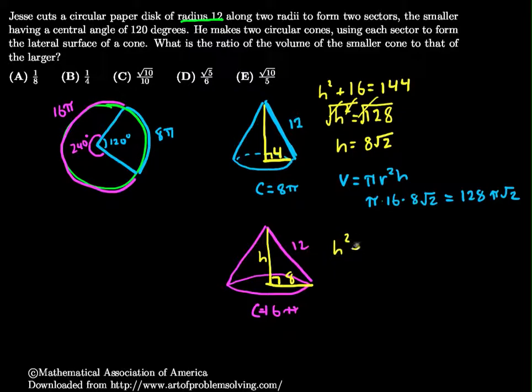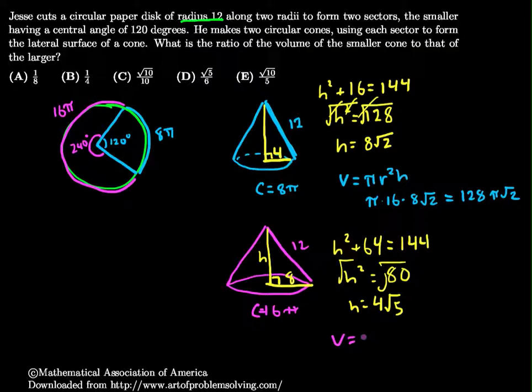So we have h squared plus 64 is equal to 144. Subtract 64 to get that h squared is equal to 80. 16 goes into 80 5 times, so h is equal to 4 root 5, and we use this to find the volume of the purple cone. Volume equals pi r squared h, so pi times 8 squared, which is 64, times 4 root 5. And 64 times 4 gives me 256, so this is equal to 256 pi root 5.